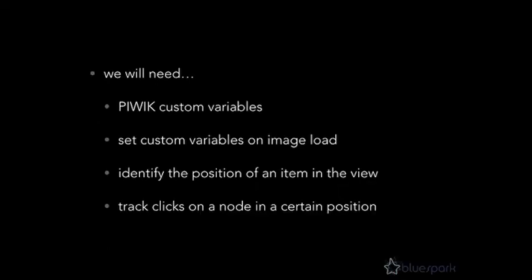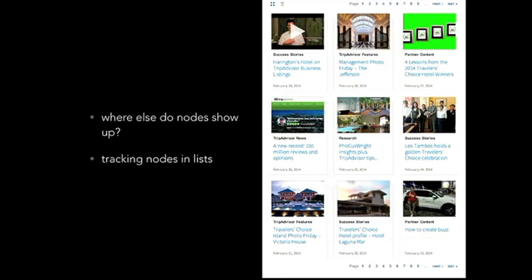So we're going to need custom variables. Custom variables are your friend because you can actually send domain-specific information. In this case, we're going to look at lists that have images. So we're actually going to track when the image gets loaded. We need to know the position of the item on that view, and we need to know when that thing was clicked.